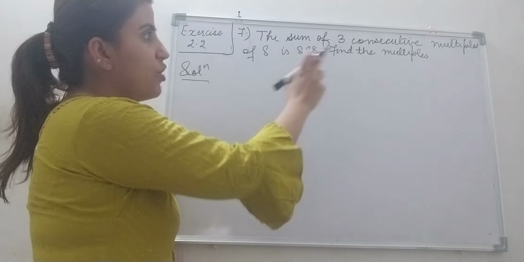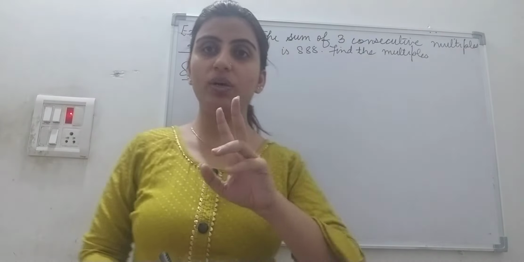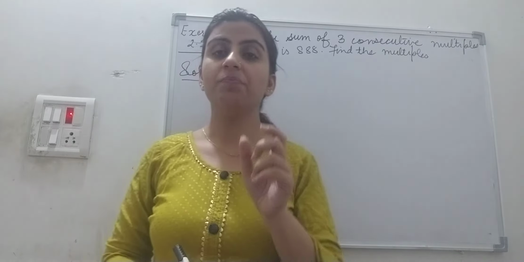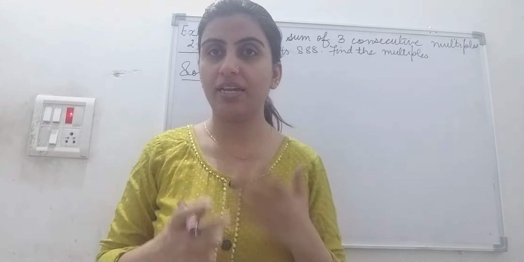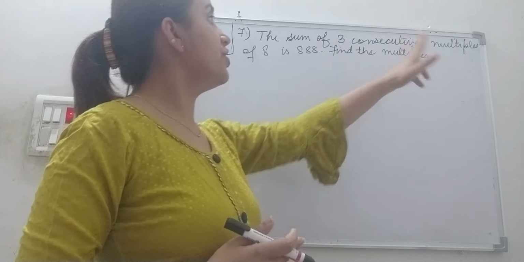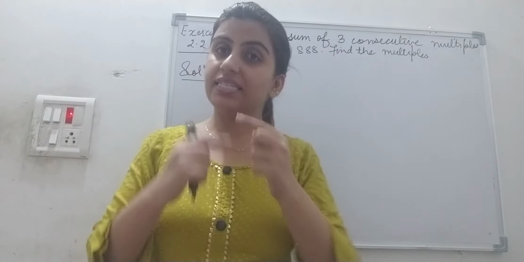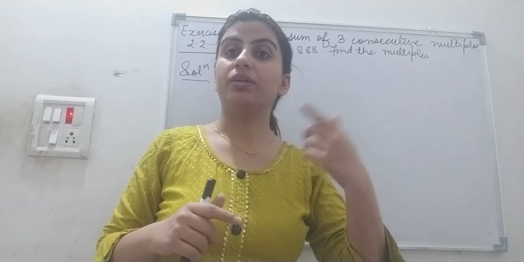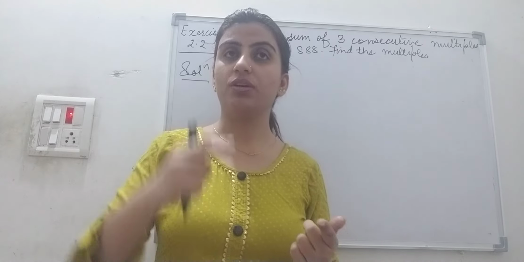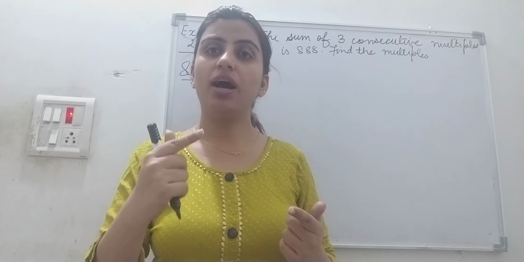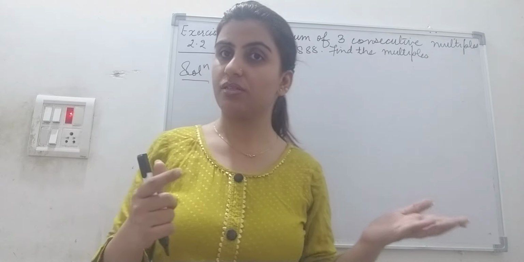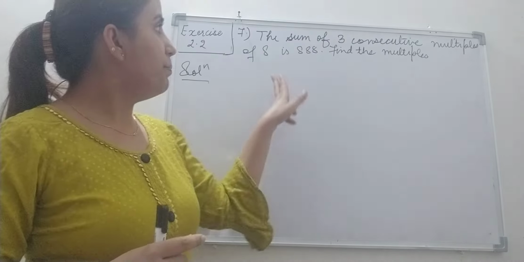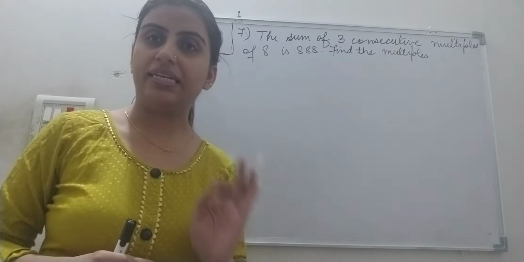The sum of three consecutive multiples of 8. Again the word consecutive came. We have done it in class in question number 6. If you remember, consecutive means लगातार, एक के बाद एक. Now they said consecutive multiples of 8, means numbers which come consecutively in the table of 8. For example, 8 1 ज़ा 8, 8 2 ज़ा 16, 8 3 ज़ा 24. 8, 16 and 24 is an example of consecutive multiples. So we have to find such consecutive multiples which add up and give us the answer 888.